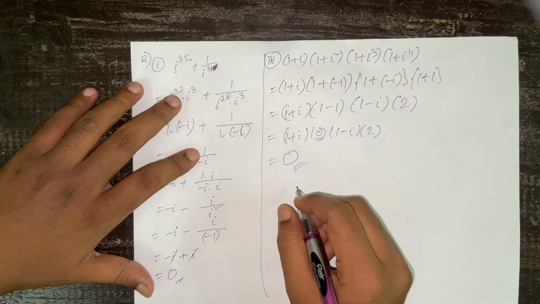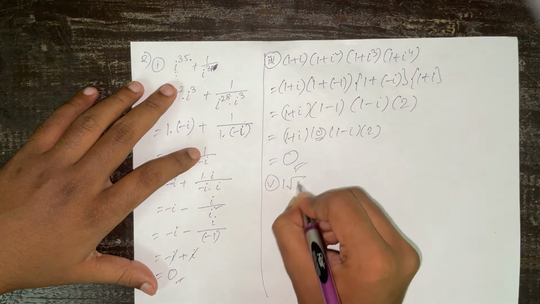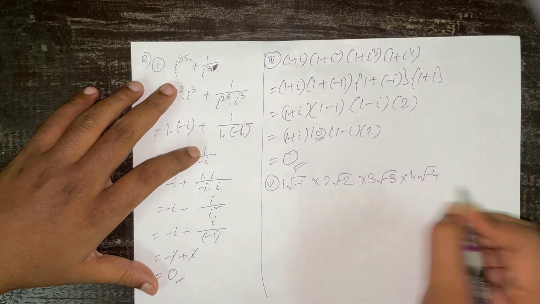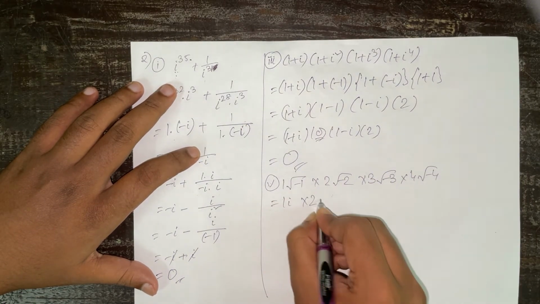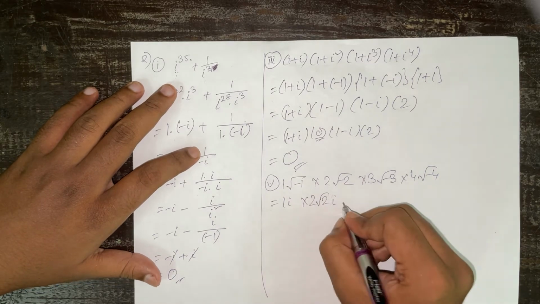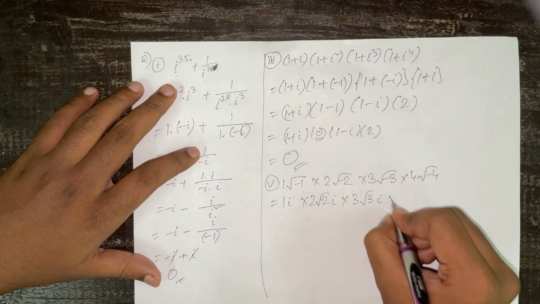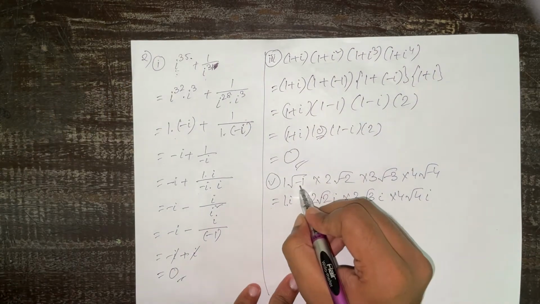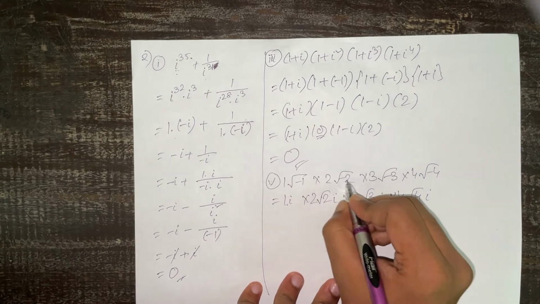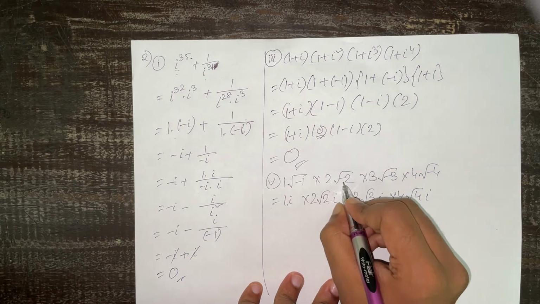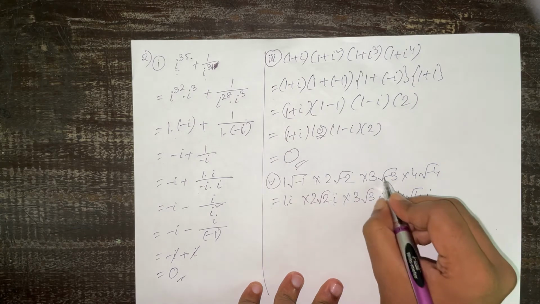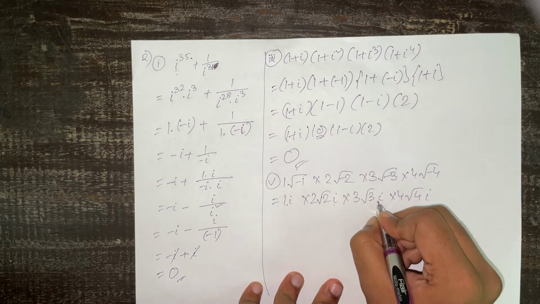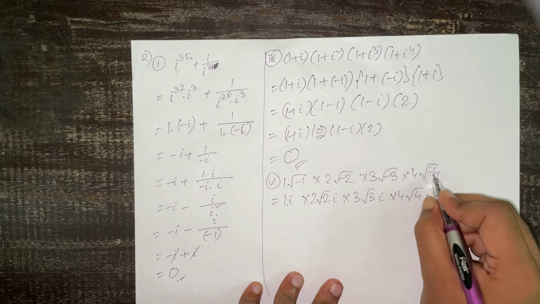Let's try number 5. What's it? Number 5. 1 into root over minus 1, 2 root over minus 2 into 3 root over minus 3 into 4 root over minus 4. So what do we get here? 1i into 2 into root 2i into 3 into root 3i into 4 into root 4i. So all the powers that are in minus 1, root over minus 1, here we have root over minus 2. So root 2 stays here and the root over minus 1 part comes out as i. Root 3, from here root 3 will stay and that minus 1 that was inside comes out as i. Root 4 will stay as root 4 and the minus 1 inside comes out as i.